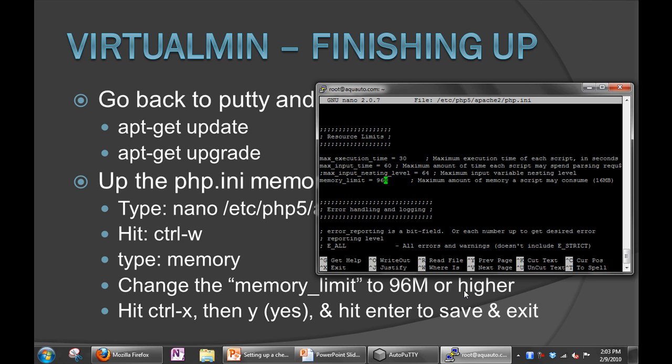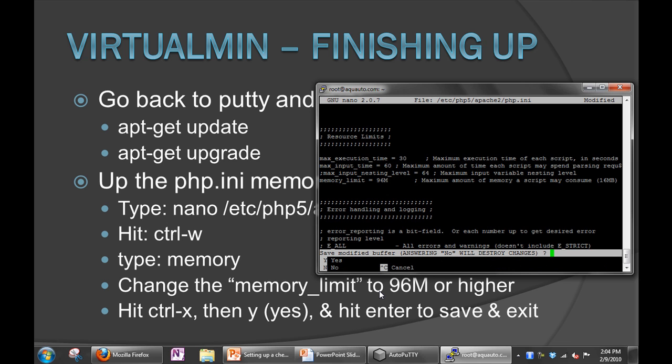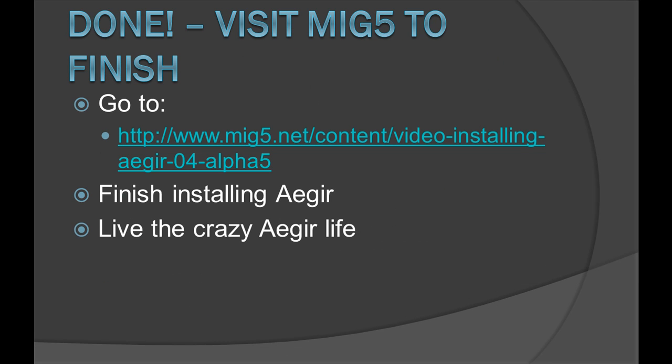You can see down here it tells you how to do everything. I hit Control W and that's where is. I can hit Control O to write out. I can hit Control X to exit. So if I hit Control X, it's going to say, do you want to save this? I'm going to say yes, Y for yes, and then just hit enter and save it to the same location. So that's it. You've got Virtualmin installed on your server and you're ready to finish installing Aegir.